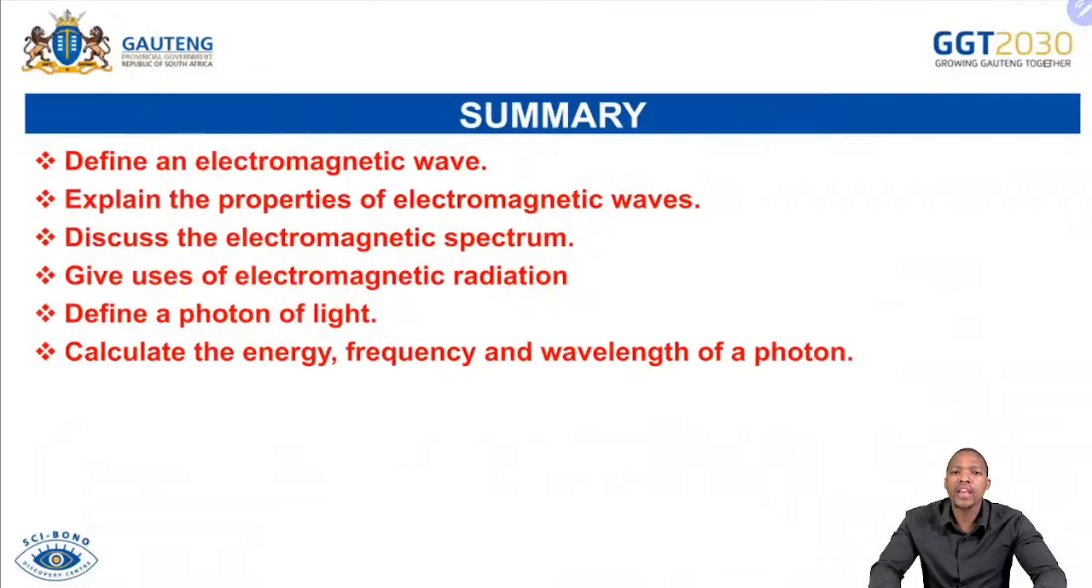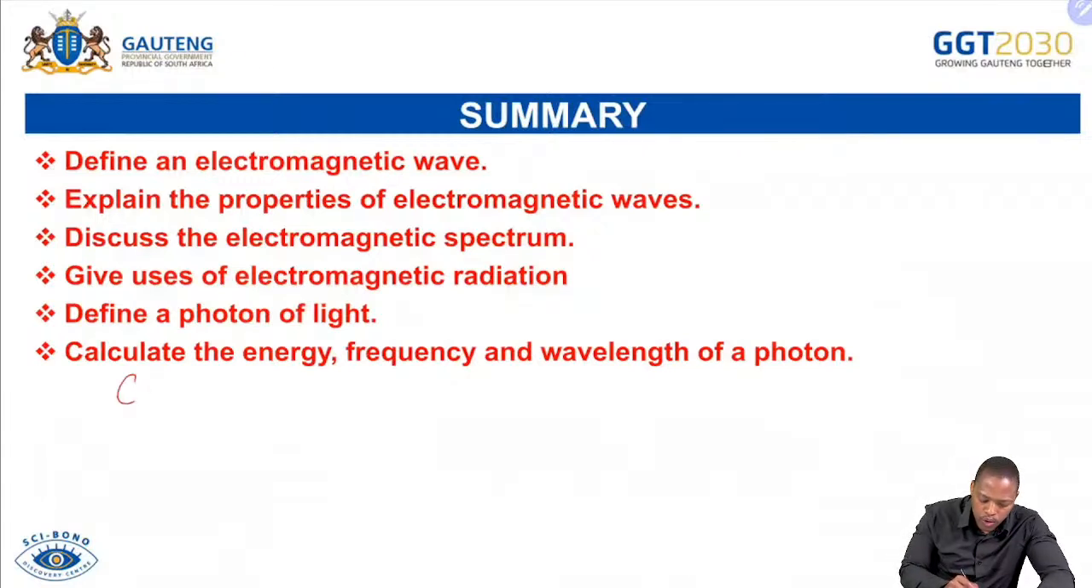And they are dual in nature. Okay? And if you say they are dual in nature, it means they behave as both a particle and a wave, depending on the circumstance. You should be able to give uses of electromagnetic radiation. My advice to you is that for each electromagnetic wave, you must know at least two uses. And then you should be able to define a photon as a quantum of energy, and you should be able to calculate the energy, frequency and wavelength.